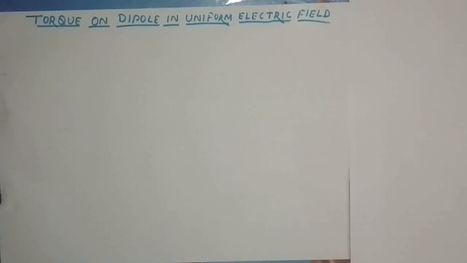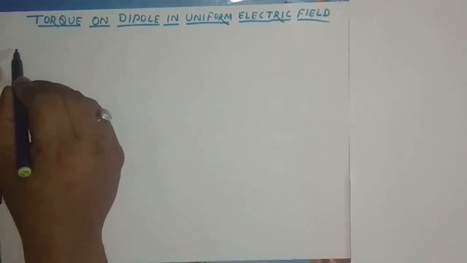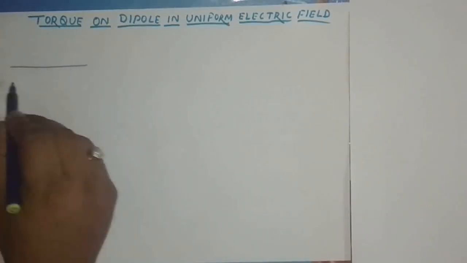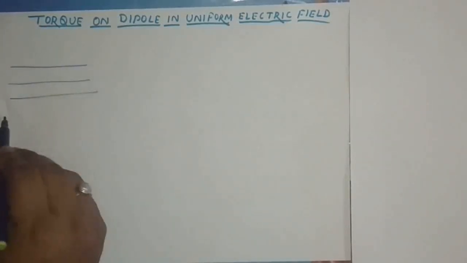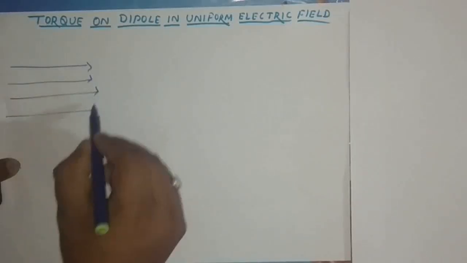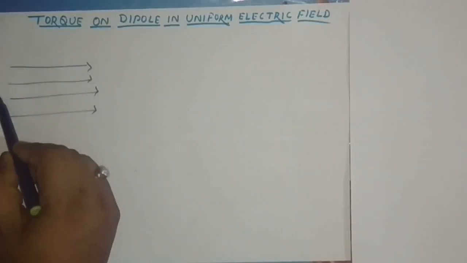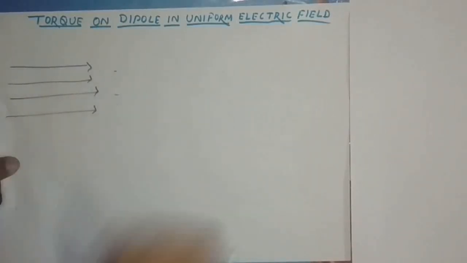Today we will see torque on a dipole in a uniform electric field. What is a uniform electric field? Electric lines of force are parallel. This is a uniform electric field. So what are you guessing from this? This side is positive, this side is negative, but uniform from the source.